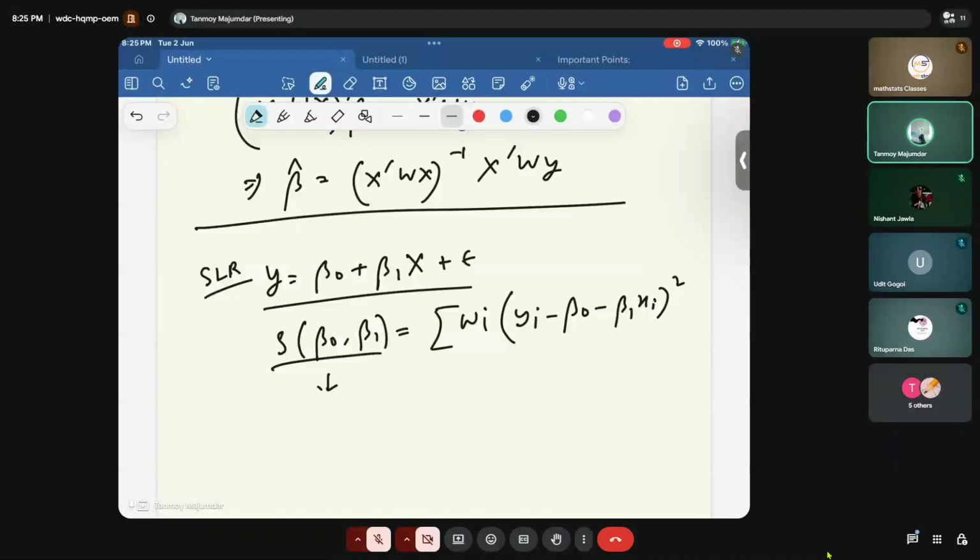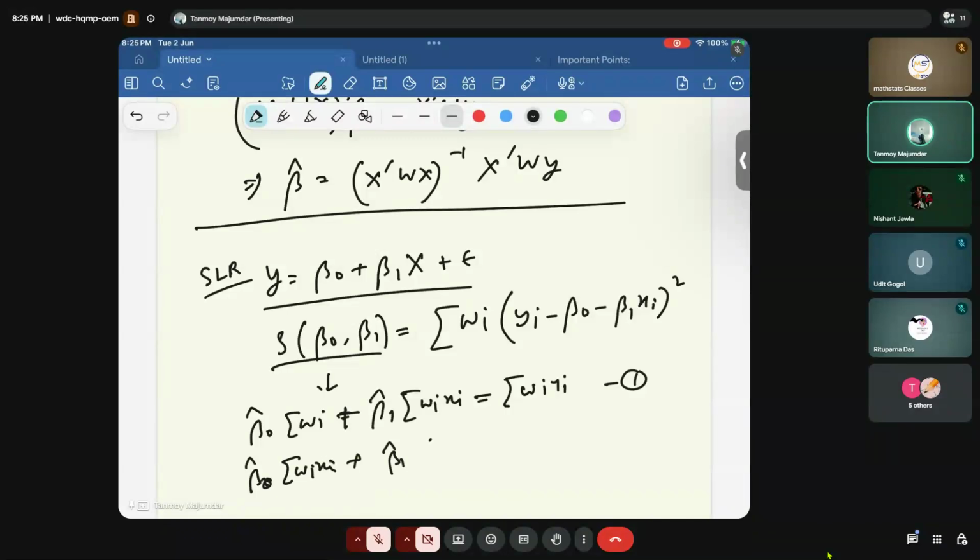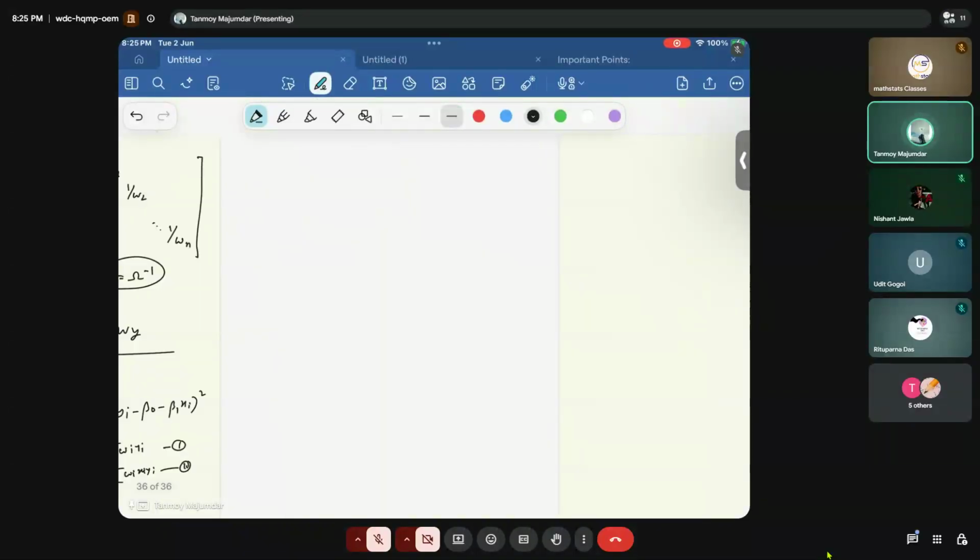Okay, so if we take the derivative, what will we get? Beta naught hat summation wi plus beta 1 hat summation wi xi equals summation wi yi. This is the first equation, and there will be a second equation: beta naught hat summation wi xi plus beta 1 hat summation wi xi square equals summation wi xi yi. Two equations will come, and if you solve the two equations you will get beta naught hat and beta 1 hat. Okay, so this is very important.